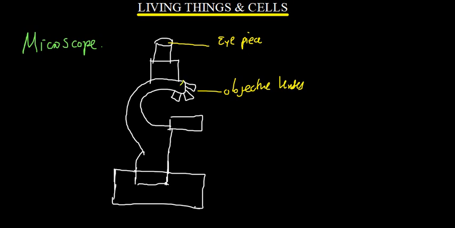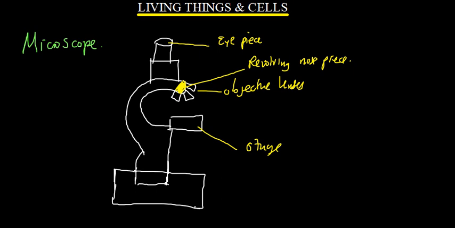Now these objective lenses are held by another structure here, which we call a revolving nosepiece. Others will just say a nosepiece. And then in this place is where you're going to put the object that you are trying to view. So this is known as the stage.